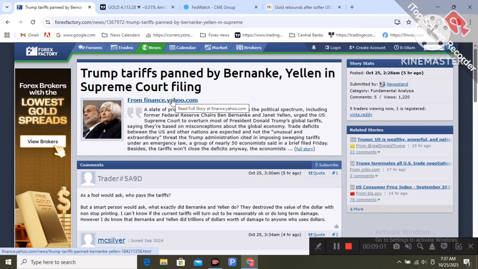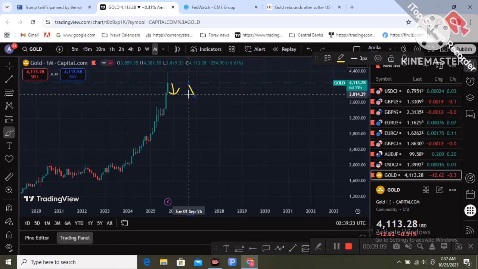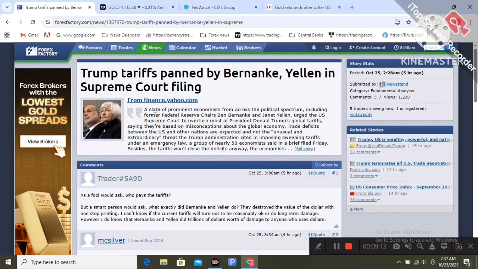Tariffs are a main reason for gold demand, so if they are banned, gold can drop to the downside. Again, gold safe haven demand drops like this. So you should keep in touch with these interesting things about Donald Trump, what he is doing.